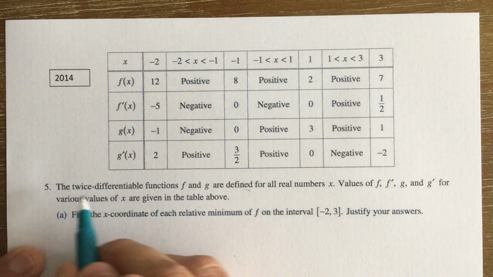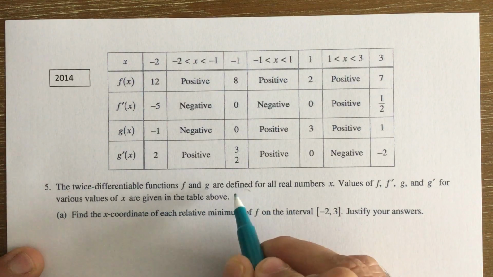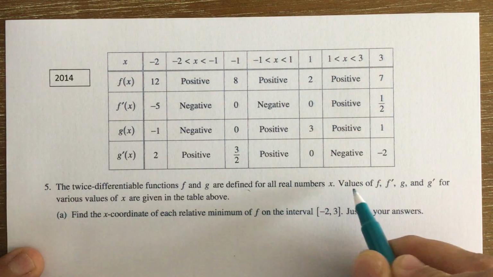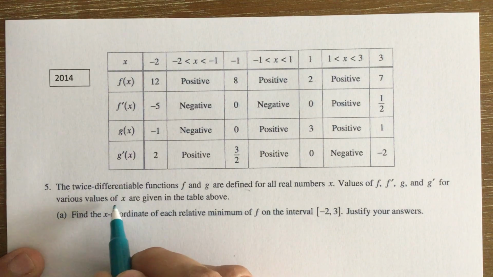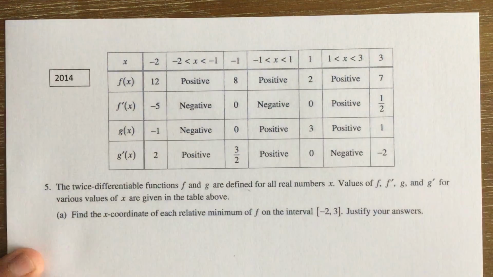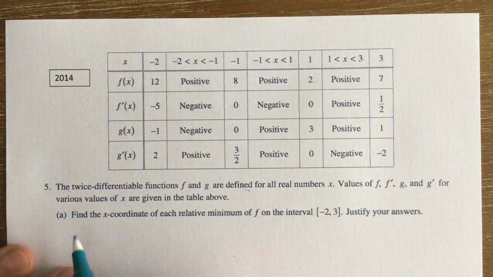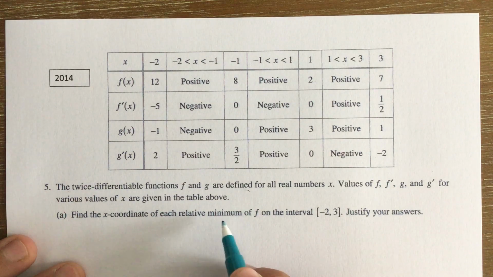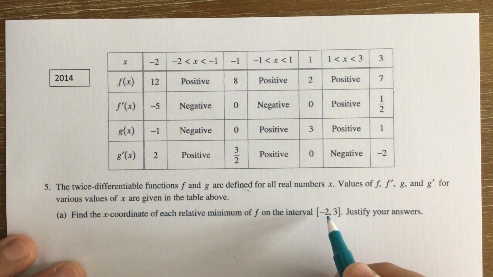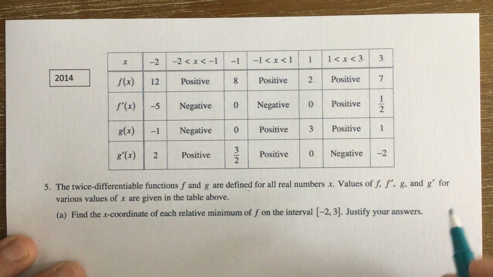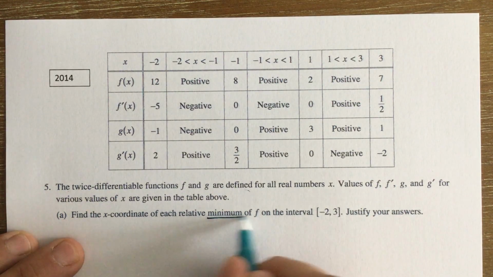All right? The twice differentiable functions f and g are defined for all real numbers. Values of f, f prime, g, and g prime for various values of x are given in the table above. So basically what I already knew. Find the x coordinate for each relative minimum of f on the interval x is -2 to 3. Justify your answers. So I'm looking for minimums in this case.